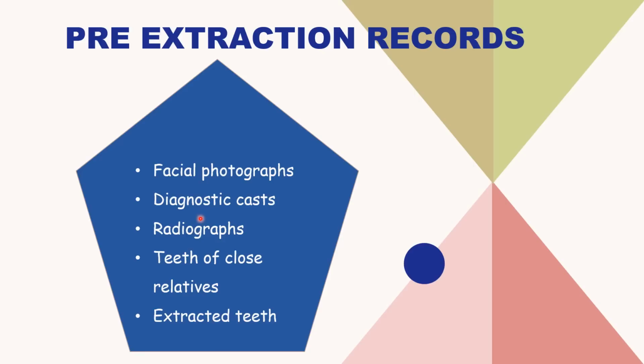The cast of the patient's natural or restored dentition provides information which is useful to select the size and form of the anterior teeth. Then radiographs can provide information about the size and form of the teeth. Then teeth of close relatives, that is sons or daughters, tooth size, color and arrangement can be effectively used in selecting and arranging artificial teeth for their parents. And then extracted teeth provide information about the size and form, but should not be used for selecting color.